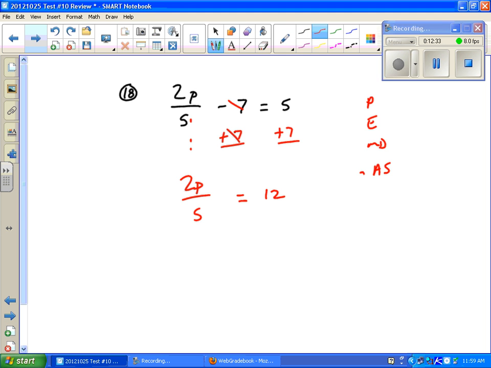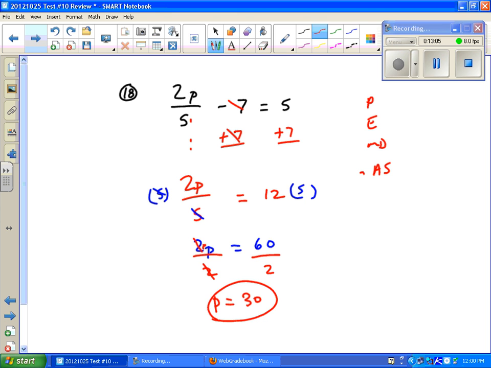So that says 2p divided by 5. In order to undo divide by 5, multiply by 5. If you multiply the left by 5, you got to multiply the right by 5. Cancel these out, leaves you with just 2p equals 12 times 5 is 60. Then undo your 2 times p by dividing by 2. Divide the left by 2, you have to divide the right by 2. These will cancel and leave you with p, and 60 divided by 2 is 30.